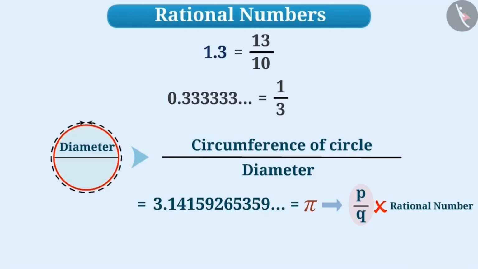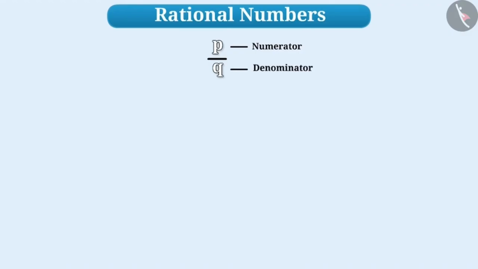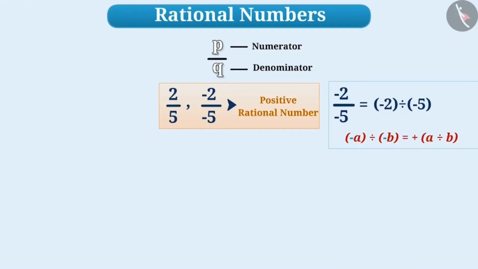Let's know some more interesting facts about rational numbers. In any rational number p by q, p is called the numerator and q is called the denominator. When the values of both numerator p and denominator q are positive or negative, then this type of rational number is called a positive rational number. For example, 2/5 is a positive rational number. Similarly, -2 by -5 is also a positive rational number, since we can write -2 by -5 as -2 divided by -5, and the division of two negative numbers is positive. Therefore, -2 by -5 is equal to 2/5. Thus, we can say that -2 by -5 is also a positive rational number.